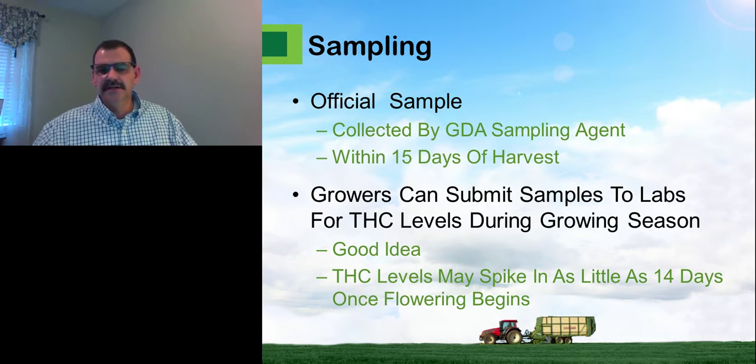So once you get to that point in your crop where flowering begins, you really need to stay on top of your testing and make preparation to have the sample tested. And that's your official sample, and then do your harvest. I do want to mention that the harvest must be done within 15 days. So if you do not get your crop harvested within 15 days, another sample is required to be collected on that crop.